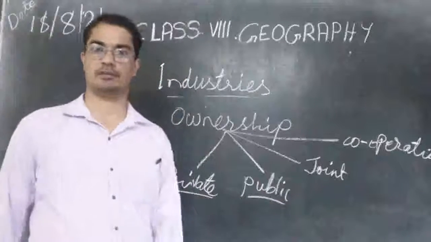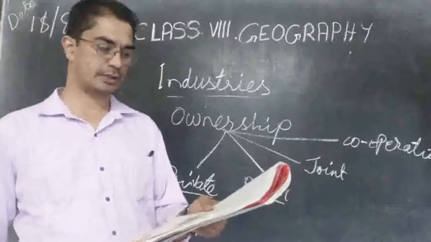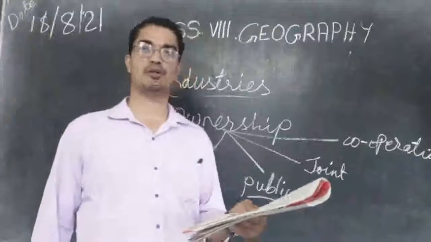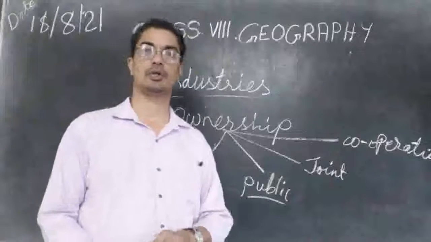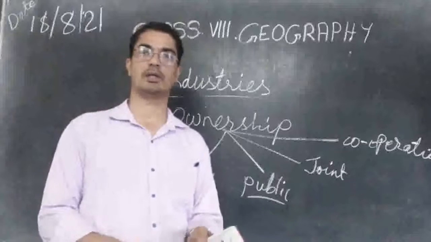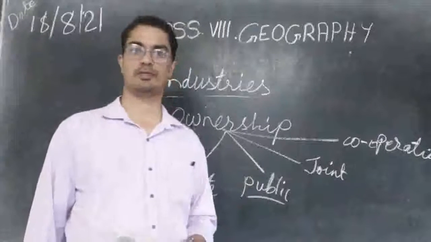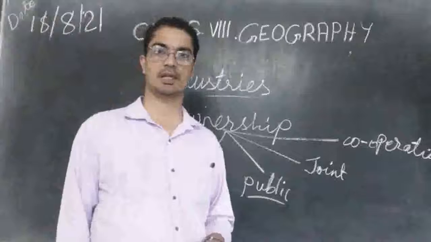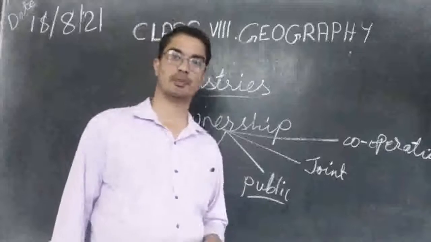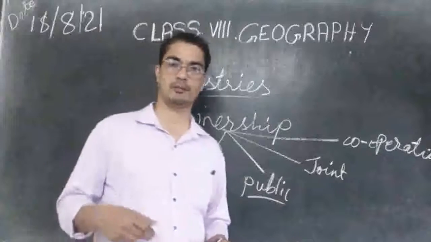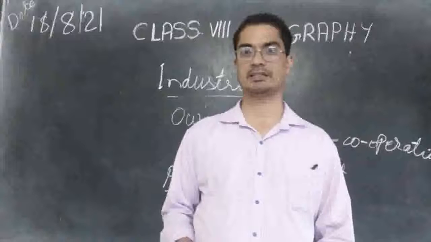For example, the public sector industries are owned and operated by the government, such as Hindustan Aeronautics Limited. That is the industry that makes aeroplanes and so on. They are owned by the central government. It is a government company. Then Steel Authority of India is another government-owned industry. They make the iron structures. It is the iron and steel industry.